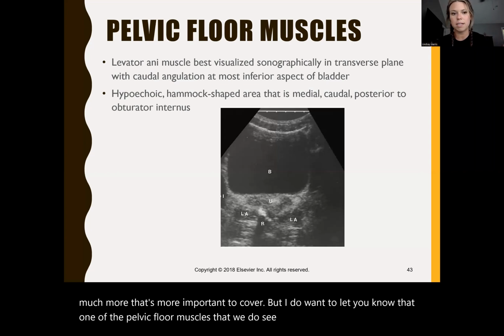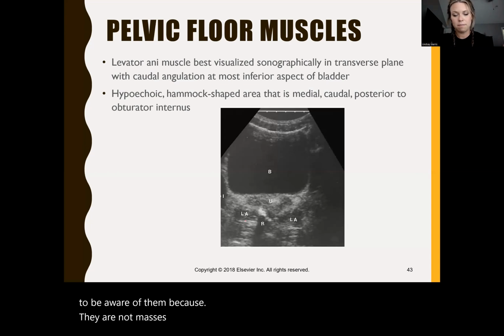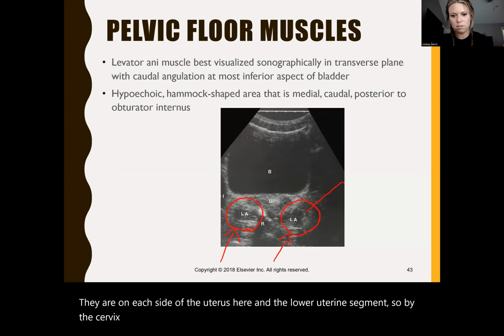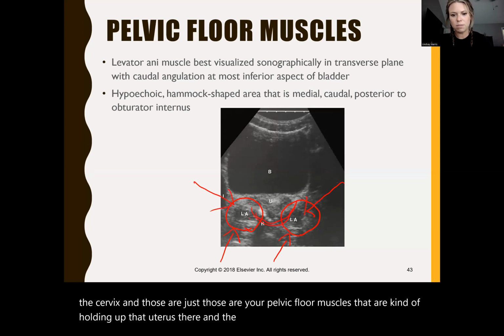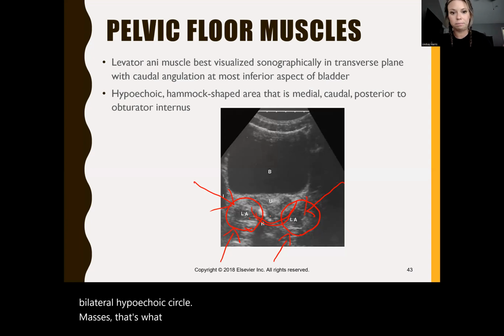But I do want to let you know that one of the pelvic floor muscles that we do see transabdominally is the levator ani muscle. And we see this when we are doing a uterine scan, and it's just good to be aware of them because they are not masses. Let me see if I can get, there they are. They are on each side of the uterus here in the lower uterine segment, so by the cervix. And those are your pelvic floor muscles that are kind of holding up that uterus there in the bladder. So if you see symmetrical, bilateral, hypoechoic circle masses, that's what is going on there.